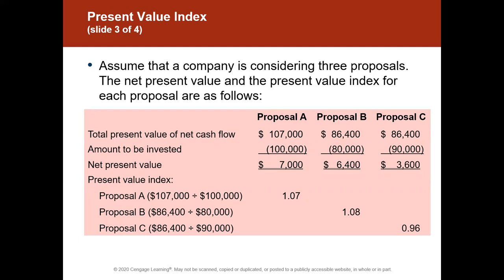Total present value of the net cash flow: 107,000 on proposal A with 100,000 to be invested, 86.4 with 80,000 on proposal B, 86.4 with 90,000 on proposal C, I mean. We can calculate the net present value, and then we can calculate the present value index, and real quick see proposal B is actually the best deal. Okay, that's how we use it.